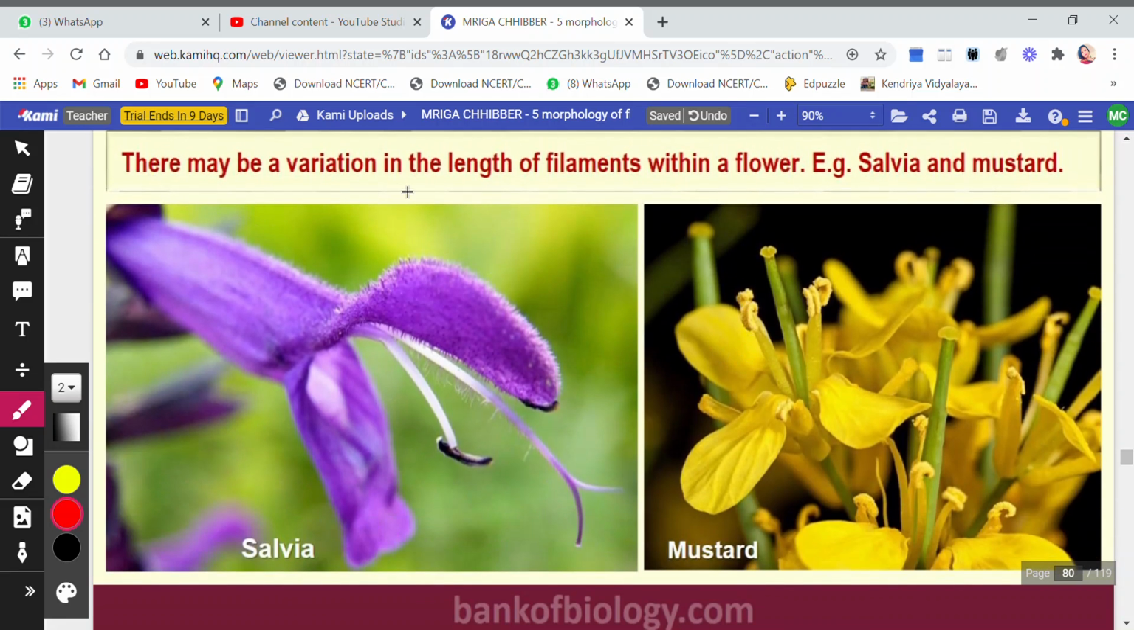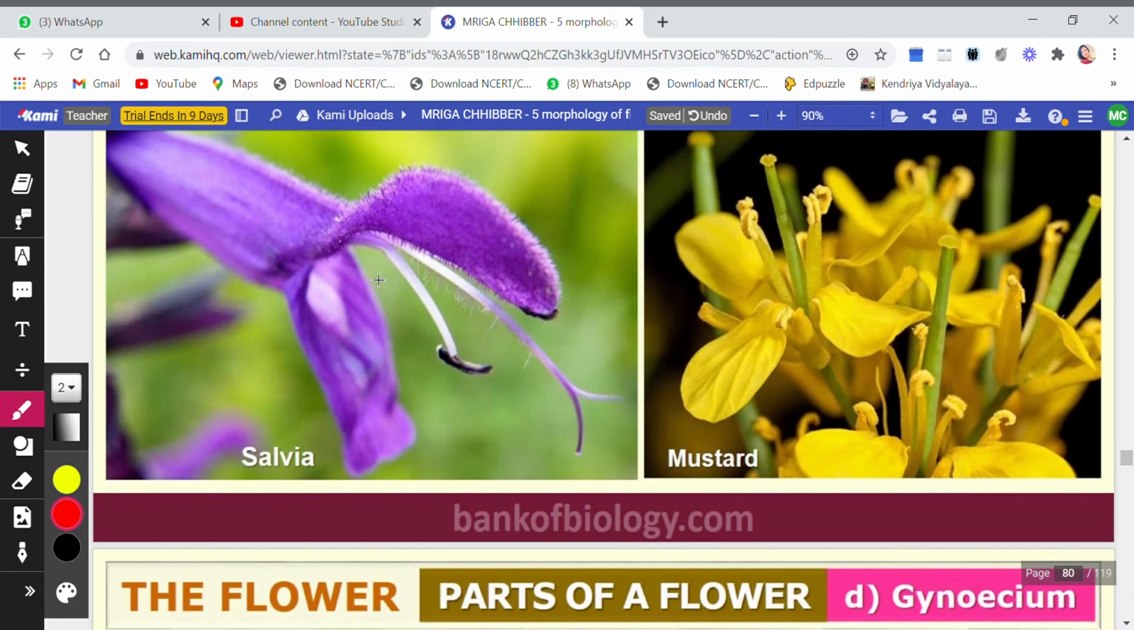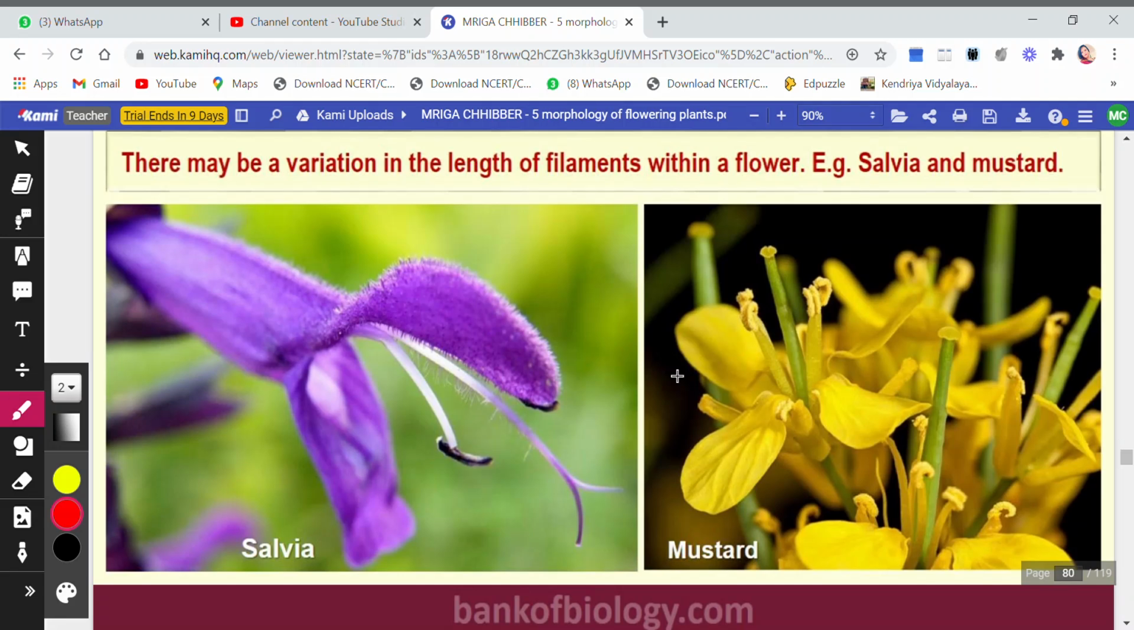Then there may be variation in the length of the filaments within the flower. Example, salvia and mustard. You see the length of the stamen here, and here you can see the length of the stamen. So the length of the stamen may vary from flower to flower. It's not that all the stamens will be of the same size or structure. They may vary. Sometimes the stamen is very small, lying inside the petals only. But sometimes the stamens are so long that they come out through the petals. So it depends upon the type of flower. So this is all about Androecium.